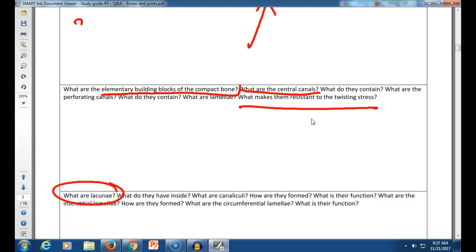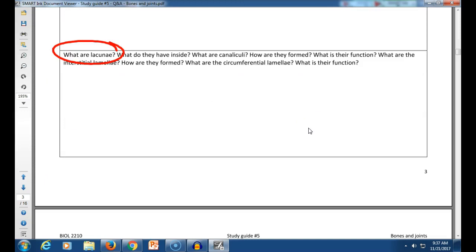Lacunae. What are the lacunae? Yep, cavities. Inside of them are osteocytes. Those lacunae with osteocytes are connected by canaliculi. Canaliculi are formed when osteocytes become trapped in matrix, and the projections of osteocytes become trapped in matrix, and this forms lacunae. You can see osteocytes here, and you can see lacunae as little empty pockets.